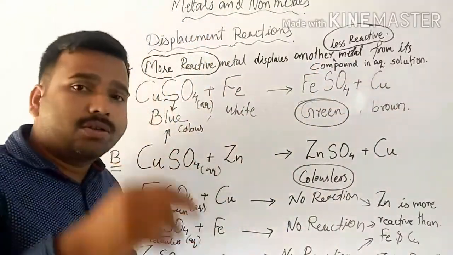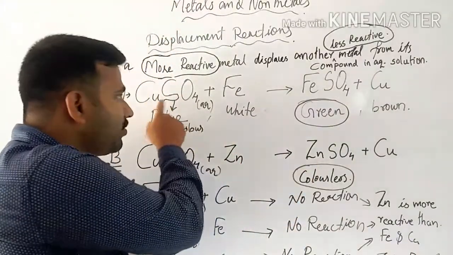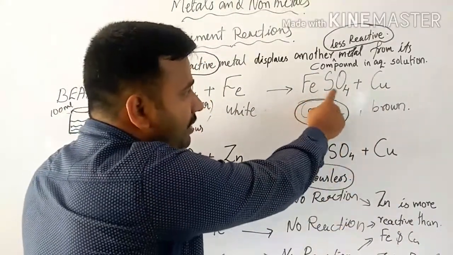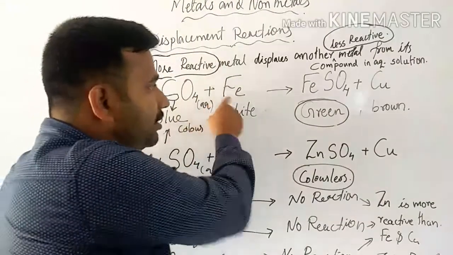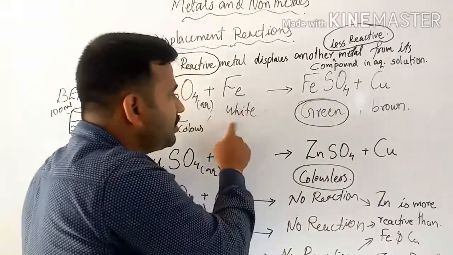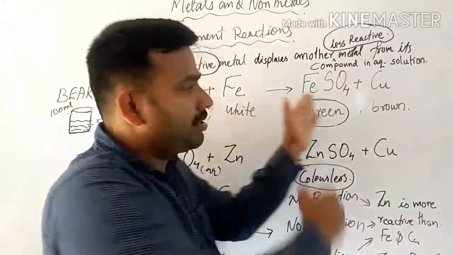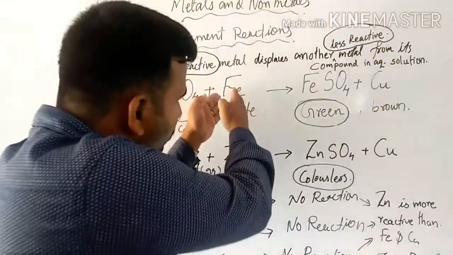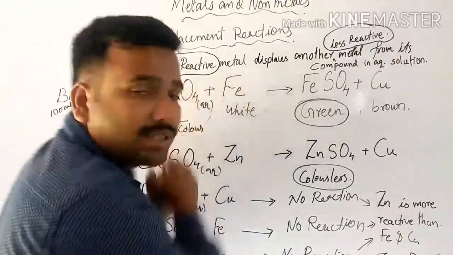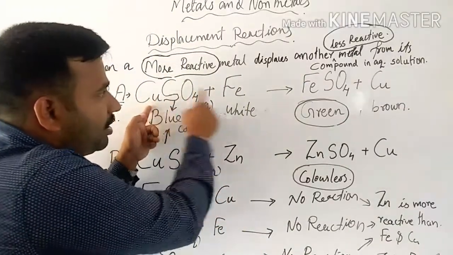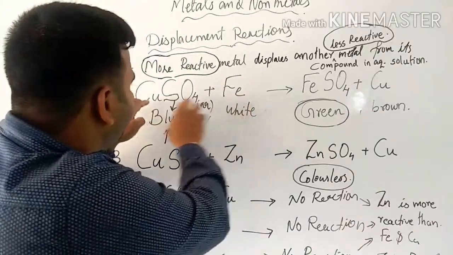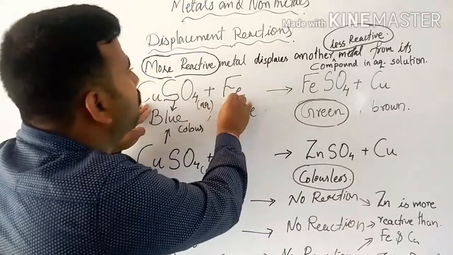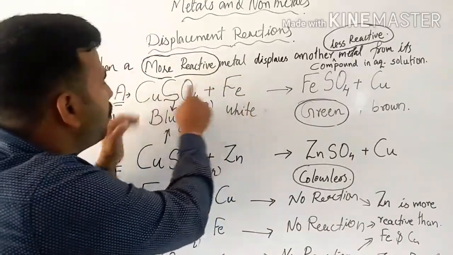So in this reaction we can observe two things. One is the color of the copper sulfate solution changing to green due to the formation of ferrous sulfate. At the same time the color of the iron nail, which was somewhat silvery white, changes to brown, because copper gets deposited onto the iron nail. Here you can see copper metal, and here you can see iron metal. The displacement is happening between iron and copper. Iron is the more reactive metal.